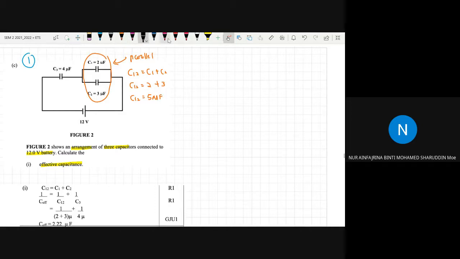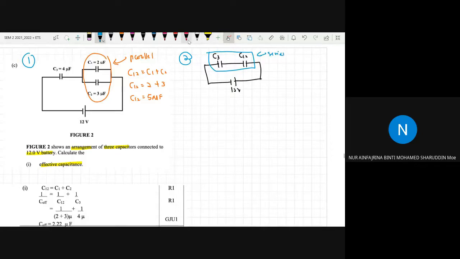Okay, then macam Miss cakap, Miss akan redraw. It's just a simple sketch. You don't have to really draw cantik-cantik pun. So this going to be C3, this going to be C1 and C2. This is 12 volt. So dua ini sekarang adalah series.